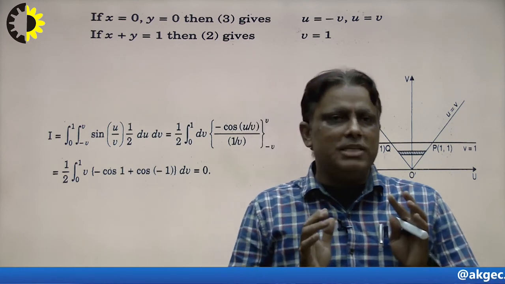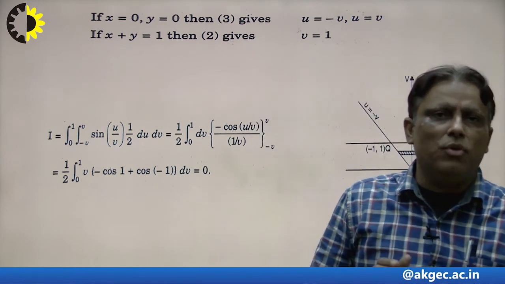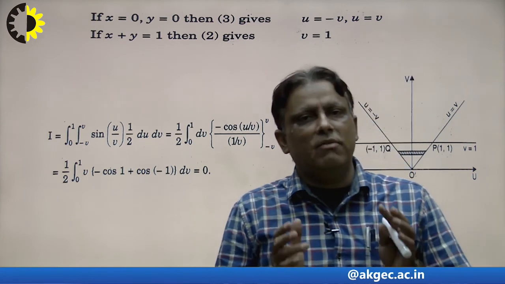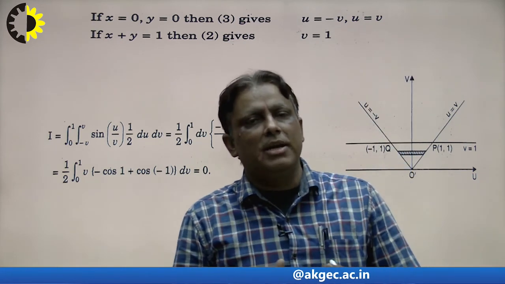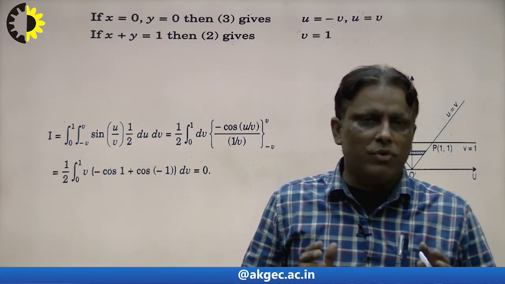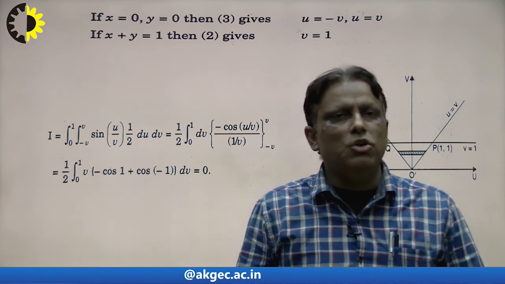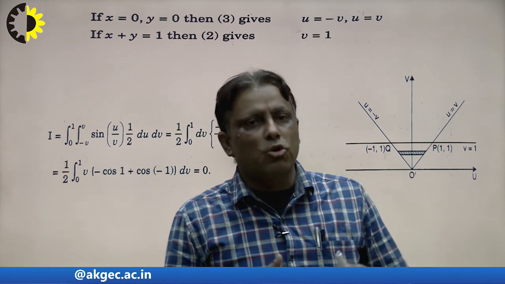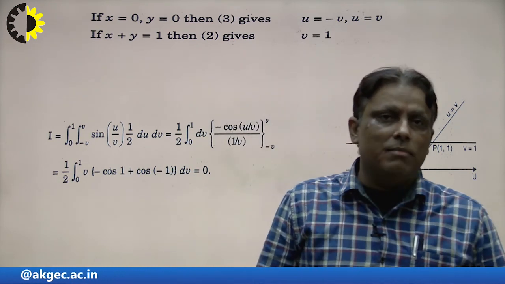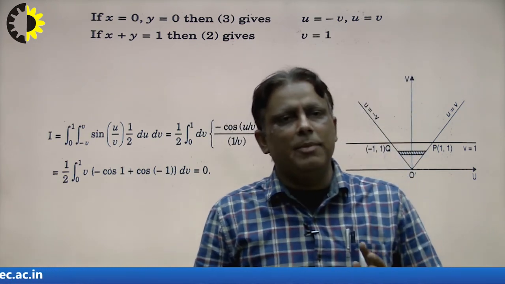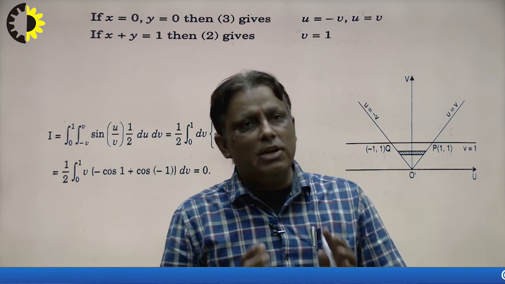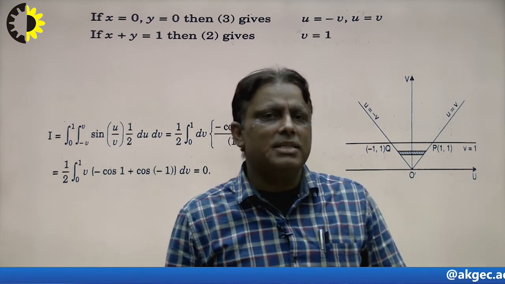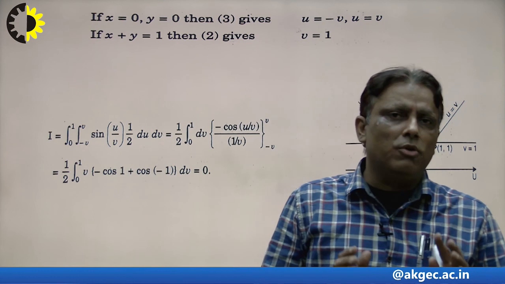Now the conclusion of today's lecture is that first of all we evaluate the given variables in terms of the converted variables. First we evaluate x and y in terms of u and v, and then secondly calculate the Jacobian, then draw the diagram in the uv plane and take the limits of u and v, and hence evaluate the given integral. That is the criteria and conclusion of today's lecture.